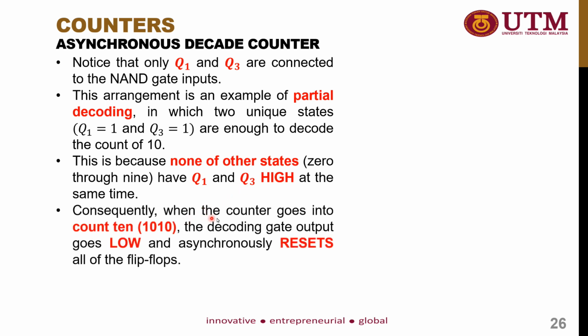So consequently, when the counter goes into the count 10, 1010, the decoding gate's output goes low and asynchronously resets all of the flip-flops. So when the count reaches 1010, it will activate the reset pin and the counter will automatically become 0000 because of the partial decoding that we have done.